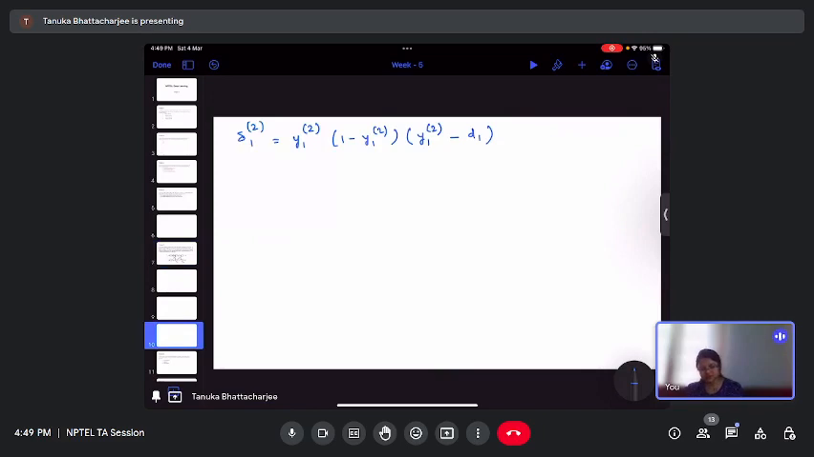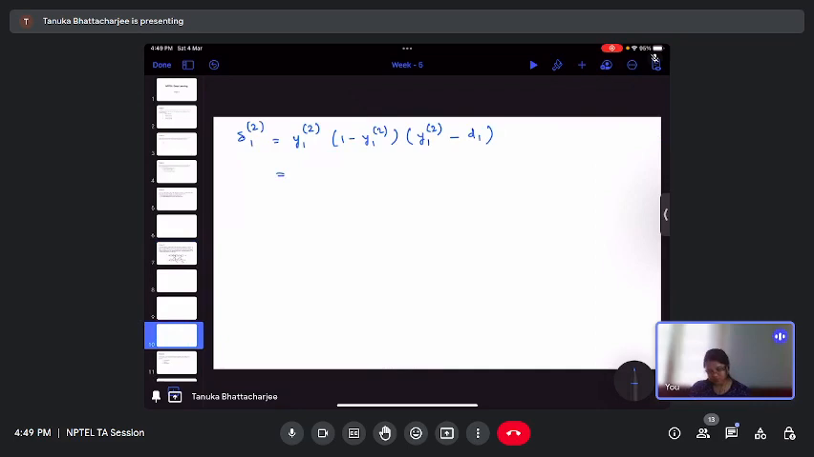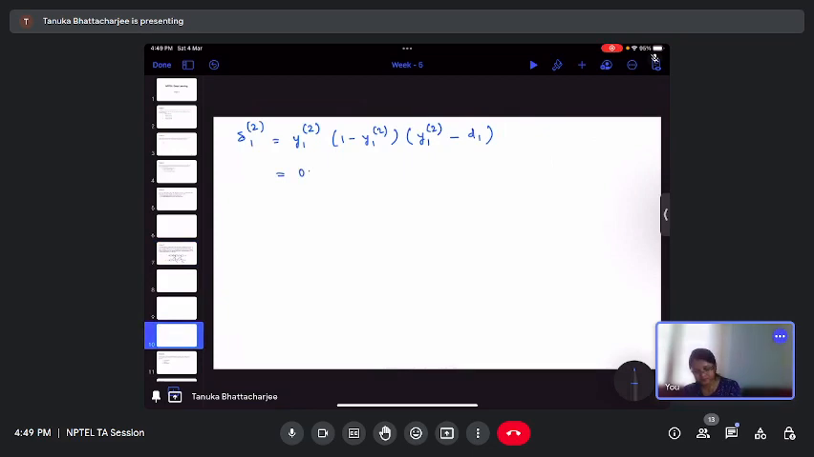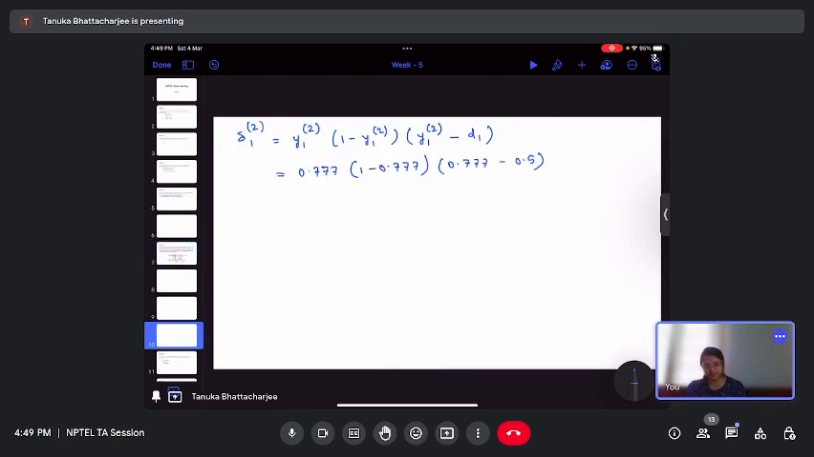If you put these values, first you need y1 2. So your y1 2 is 0.777 into 1 minus 0.777 into 0.777 minus 0.5, because both of your desired outputs are given as 0.5, 0.5. You can simply compute this and you will get the output as 0.048. This is the error at the last layer's first neuron.